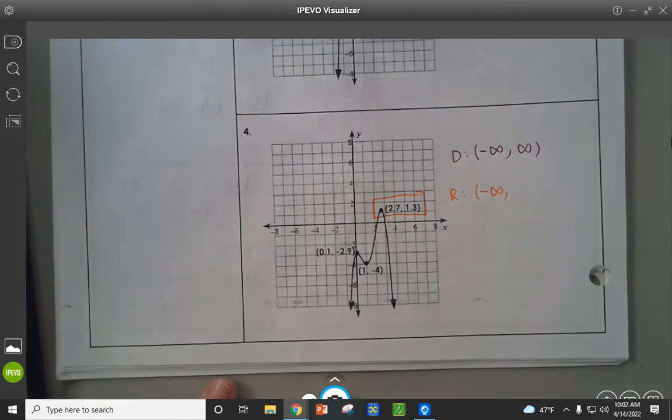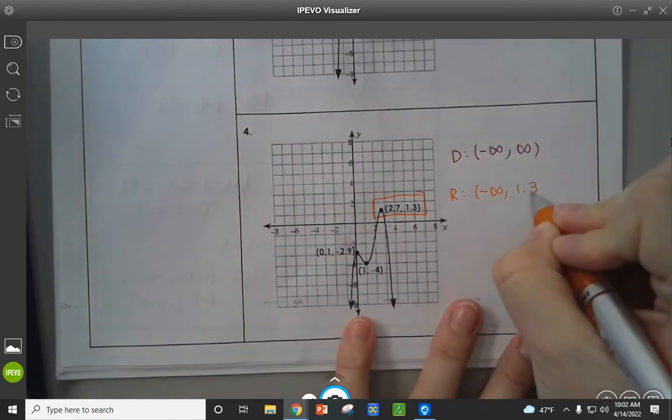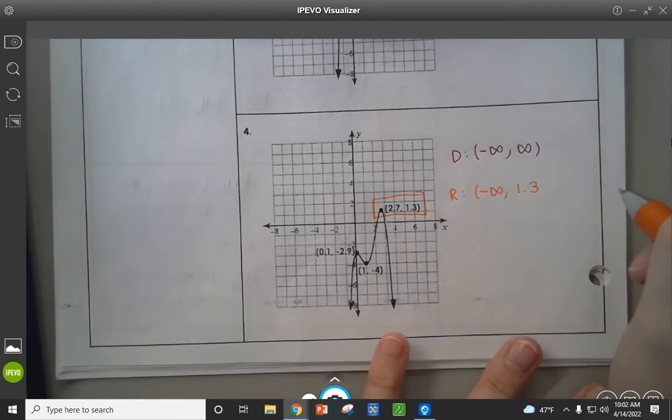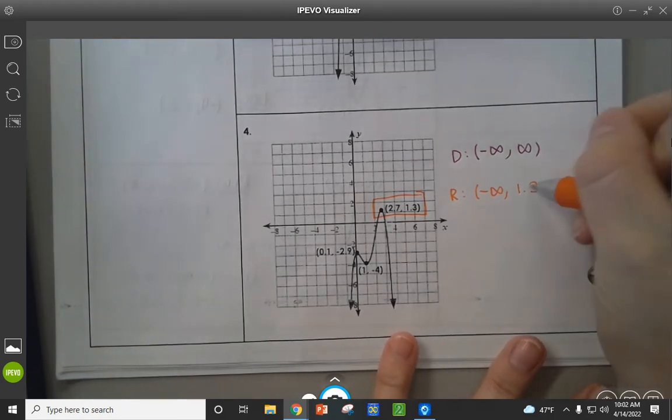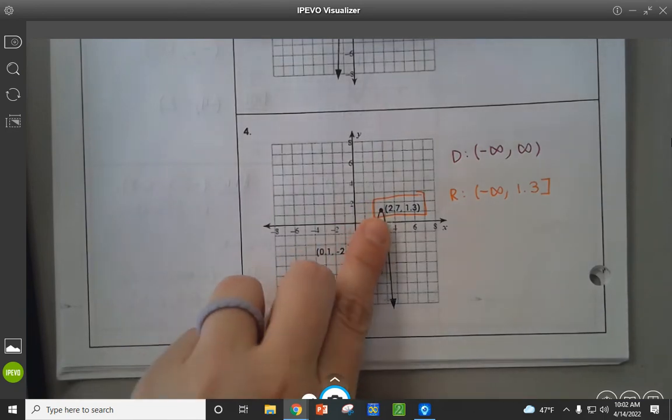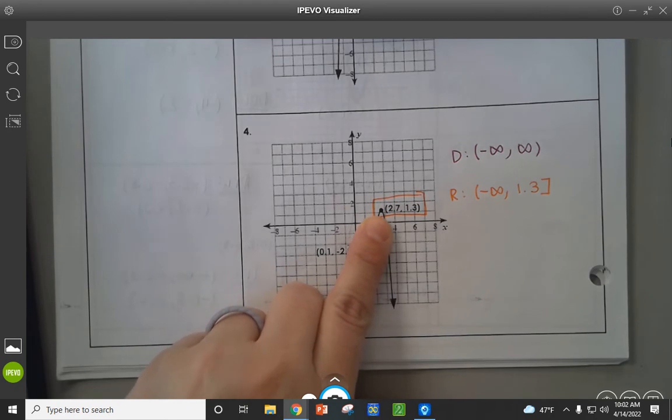Well, look back at your range. What are you supposed to write for the range? The y value. So what's the y value? 1.3. Now here's one thing, in domain and range, if you have an actual number, you're actually supposed to put a square bracket. And what that means is that that point is included. It means 1.3 is actually a part of the range.